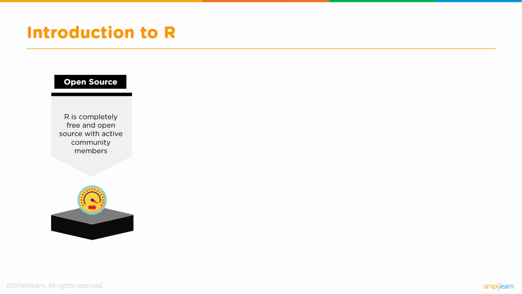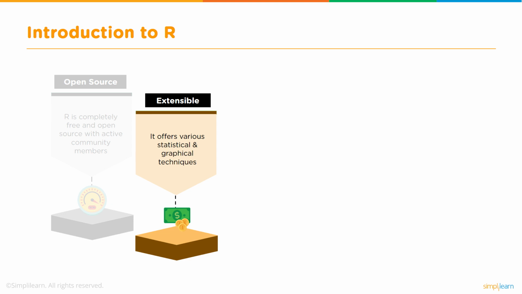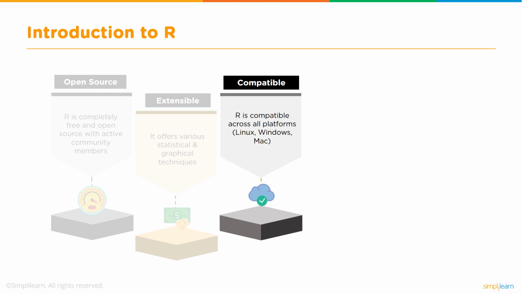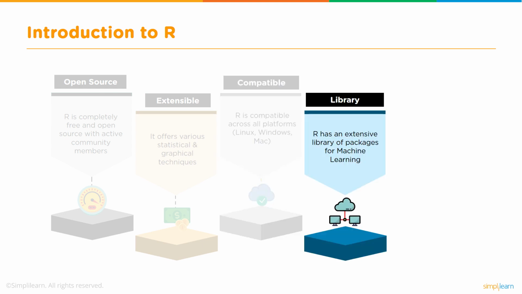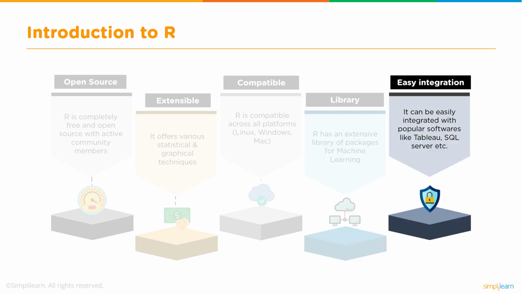First, it's open source. R is completely free and open source with active community members. Extensible. It offers various statistical and graphical techniques. Compatible. R is compatible across all platforms, Linux, Windows, and Mac. Library. R has an extensive library of packages for machine learning. Easy integration. It can be easily integrated with popular software like Tableau, SQL Server, etc.